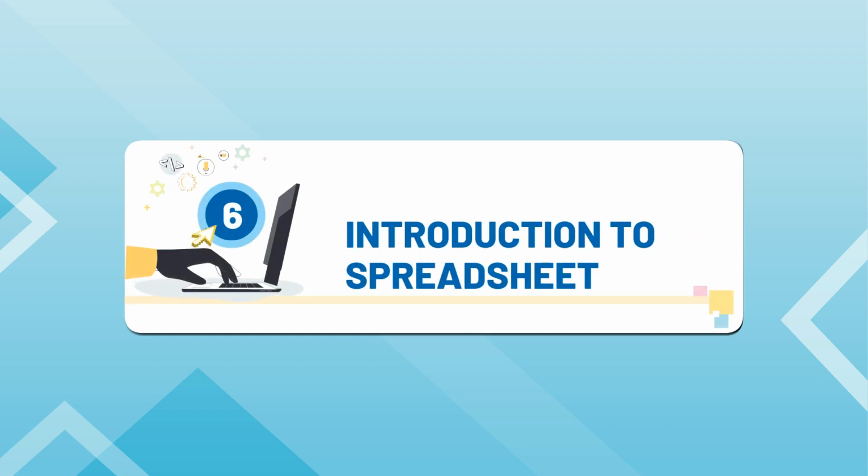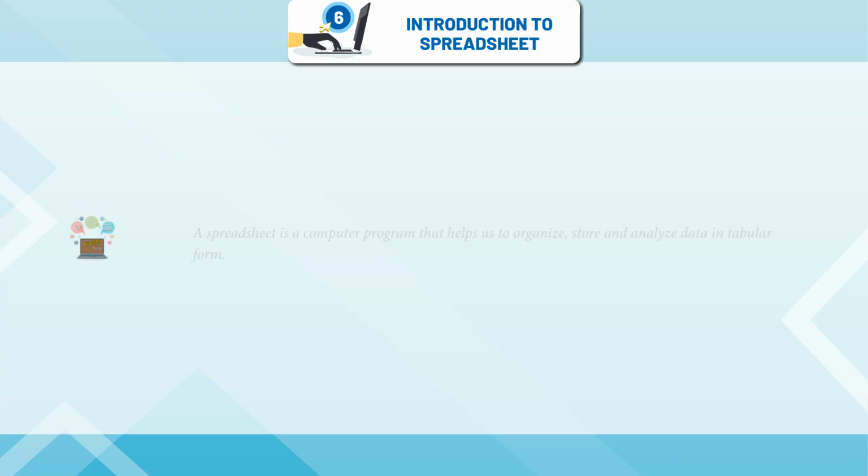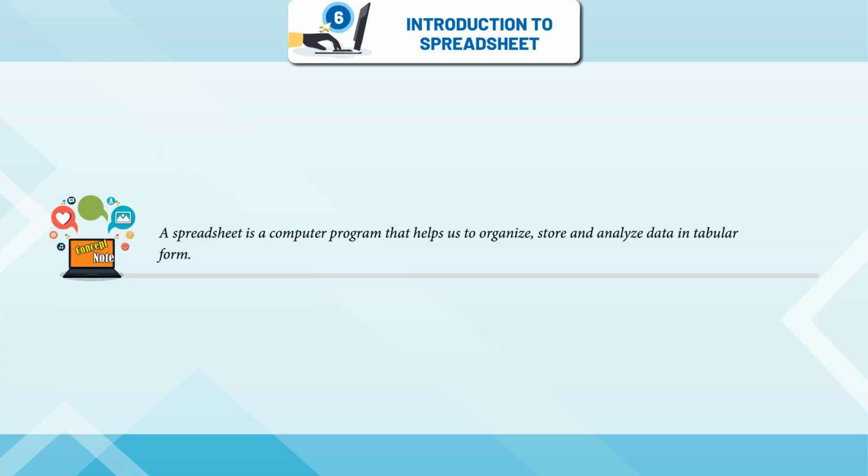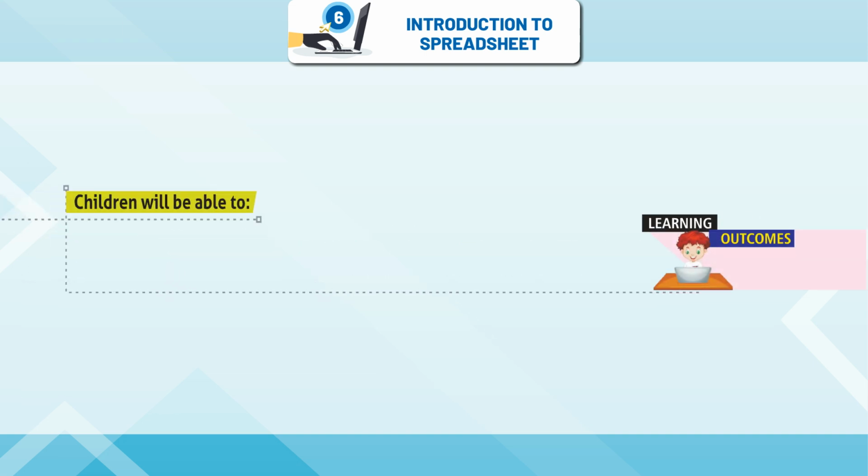Lesson 6. Introduction to Spreadsheet. A spreadsheet is a computer program that helps us to organize, store, and analyze data in tabular form. Children will be able to learn about spreadsheet program, entering of data, starting Excel, performing calculations, workbook and worksheet, saving a workbook, components of a workbook, opening a saved workbook, moving around the spreadsheet.